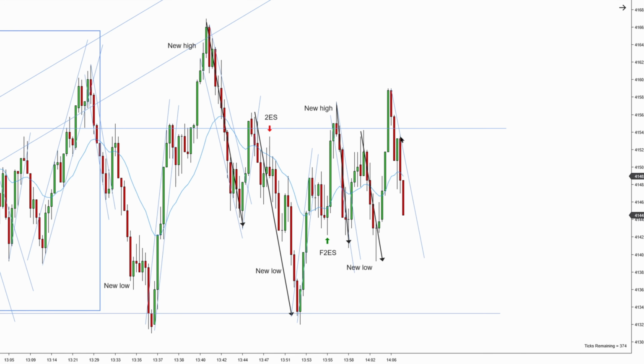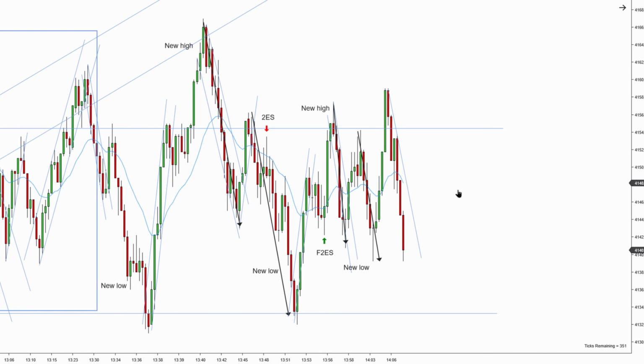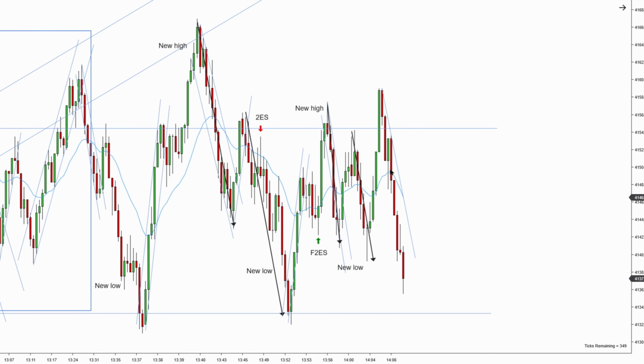It didn't form that well. However, if you get a full second entry long somewhere around here, that would have been great. And you can see how perfectly the trend range is being traded. Now, this is not a bad setup because I like these kinds of failed breakouts.